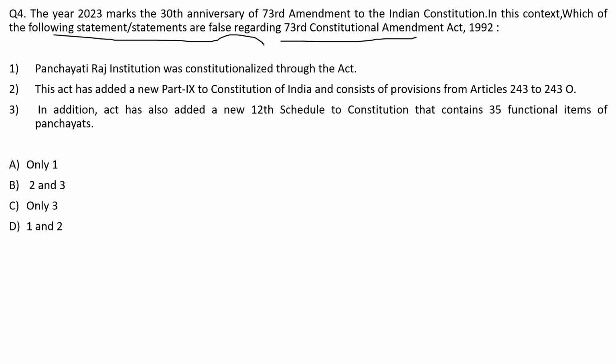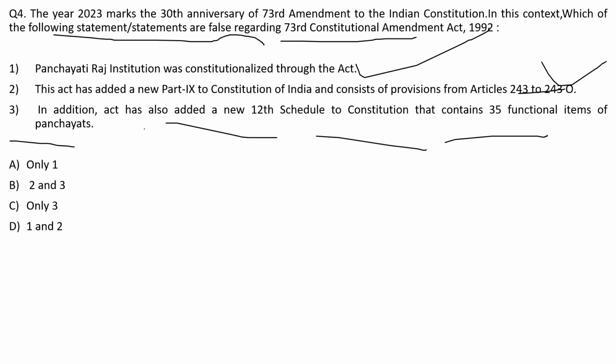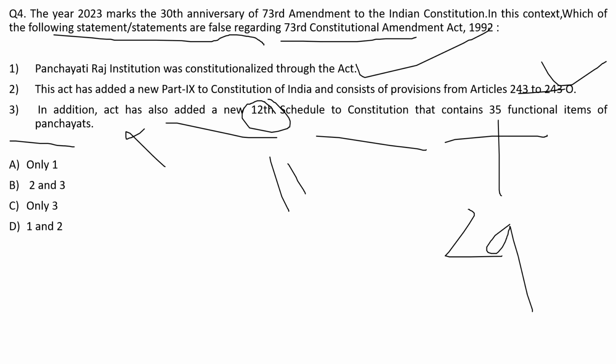Panchayati Raj was institutionalized by this act. Through this act, this is true. This act added Part 9 of the Indian Constitution, which consists of provisions from Article 243 to 243. Oh, this is also true. This act added the 12th Schedule to the Constitution that had 35 items in the Panchayat. So this is not wrong. This should be the 11th Schedule and this should be 29 items. So 1 and 2 are correct.